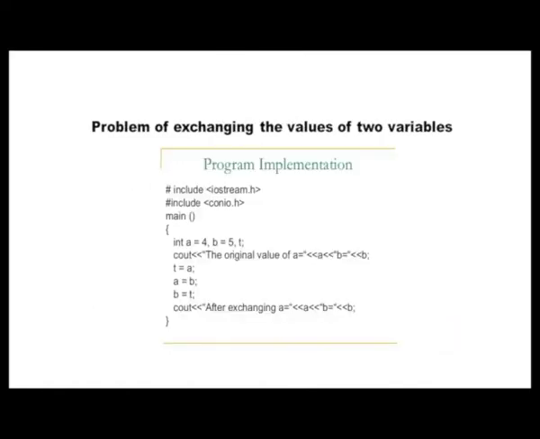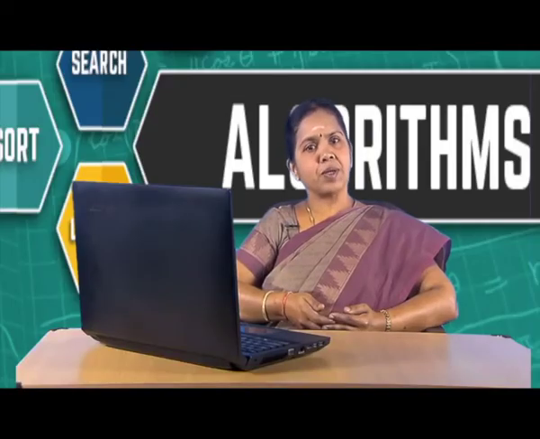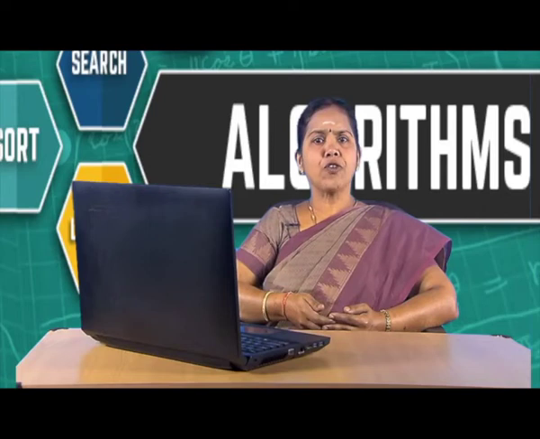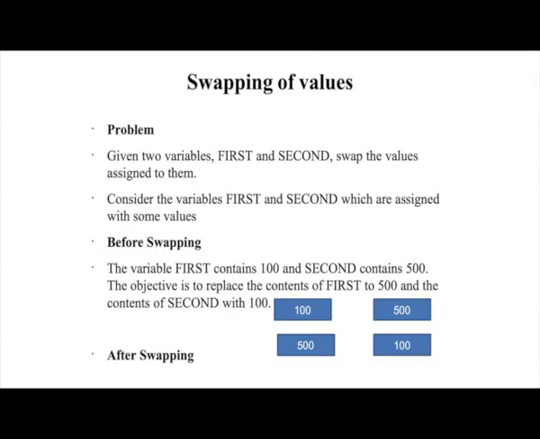Now, let us go back to the problem of exchanging the values of two variables. Here, the input values are the initial values of A and B. The output is the value of A is B and the value of B is A. Let me explain in detail with an example. So, here is the problem of swapping values of two variables. Problem is, given two variables first and second, swap the values assigned to them.